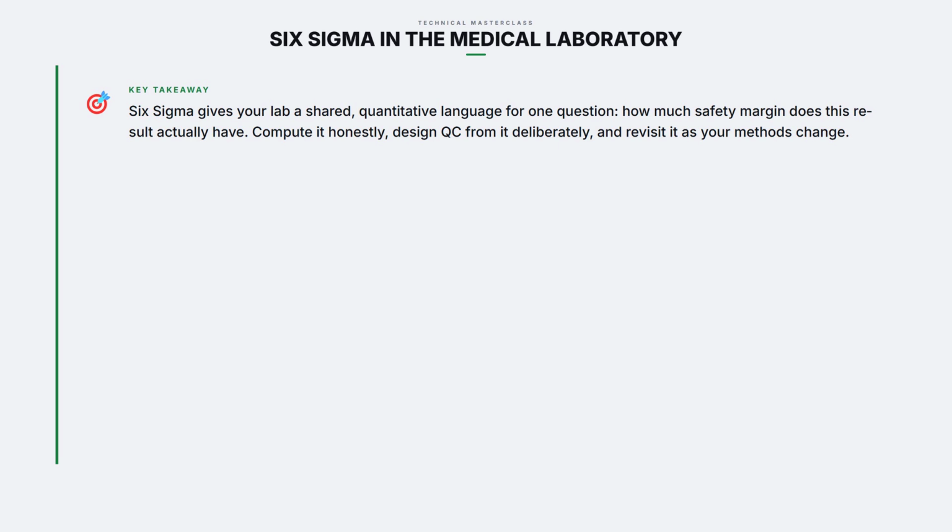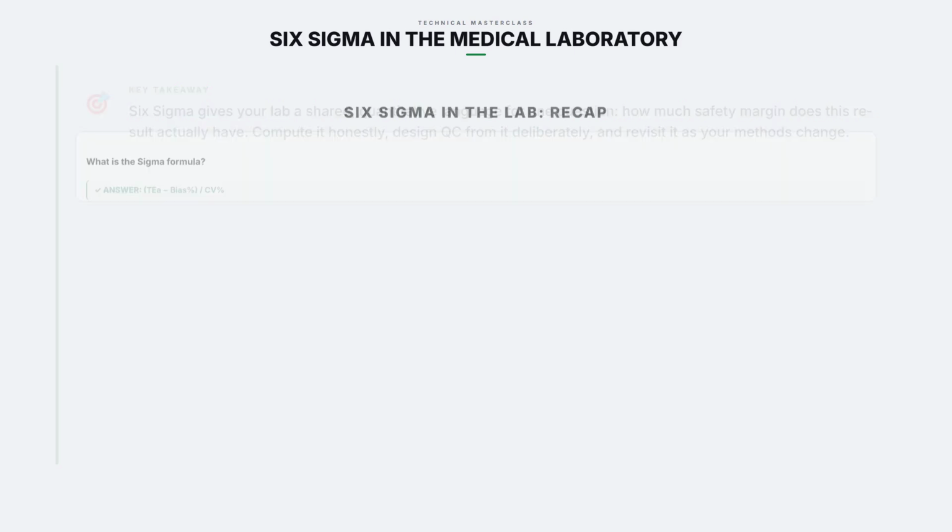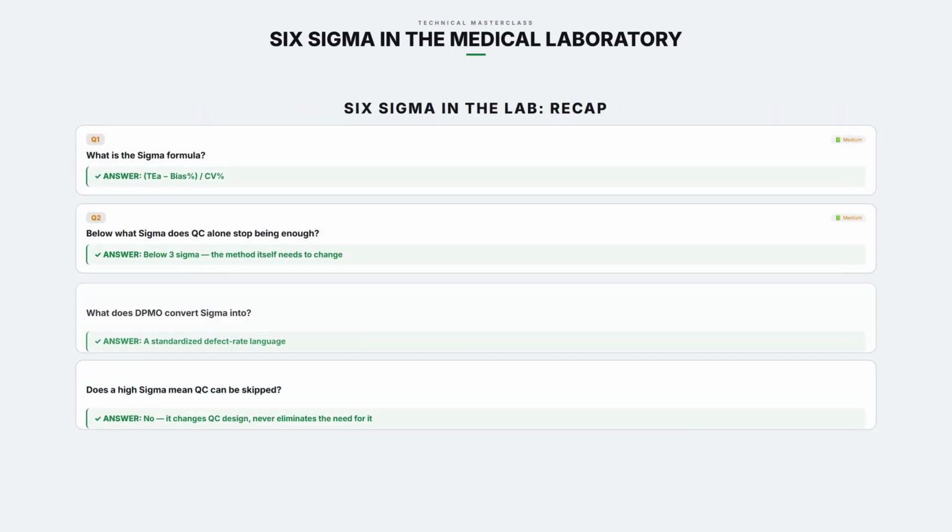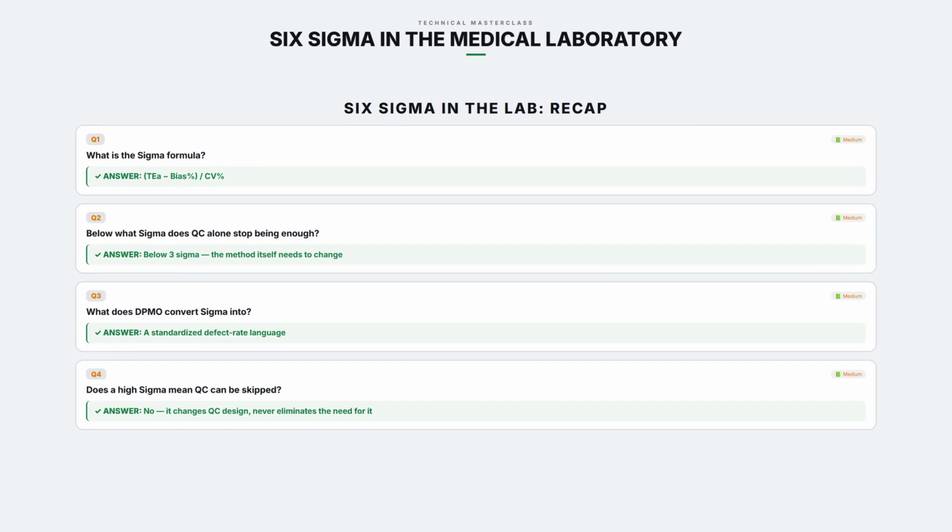Final recap. Sigma equals T minus bias, divided by CV%. Below 3 Sigma, QC alone can't fix a method, it needs to change. DPMO converts Sigma into a defect rate language administrators understand. DMAIC is the methodology that actually moves the number. And a high Sigma changes your QC design, it never eliminates the need for it.